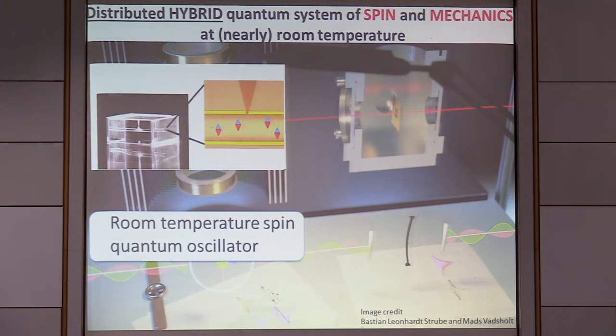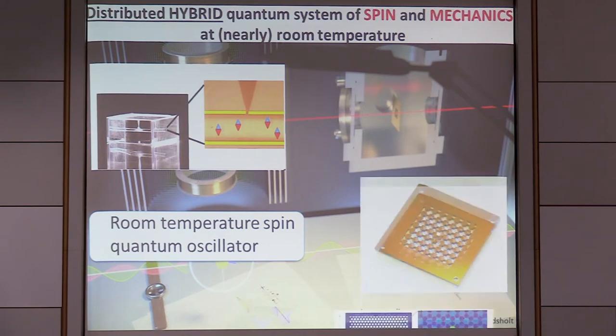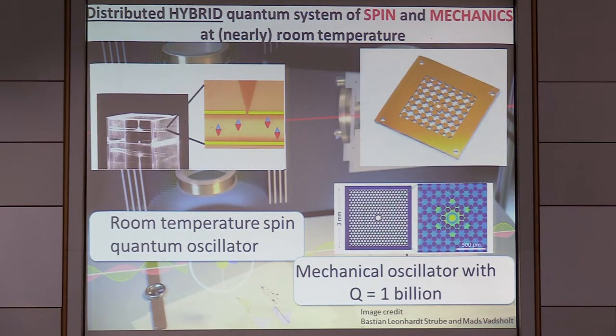So that's the atomic system. You have seen it before. And this is our membrane. So this is the one used in this paper. And this is the next generation with the Q approaching 1 billion.